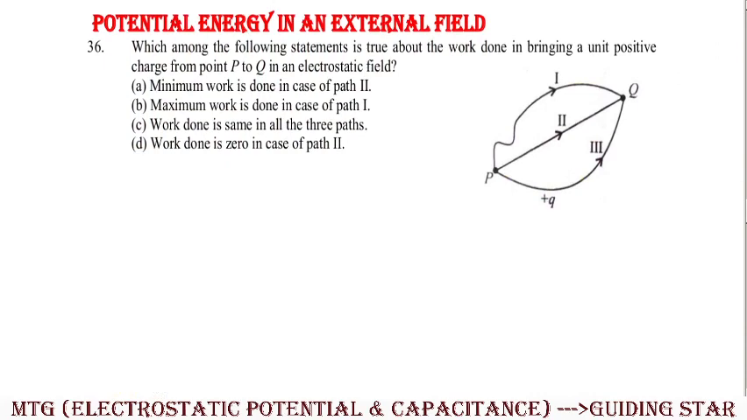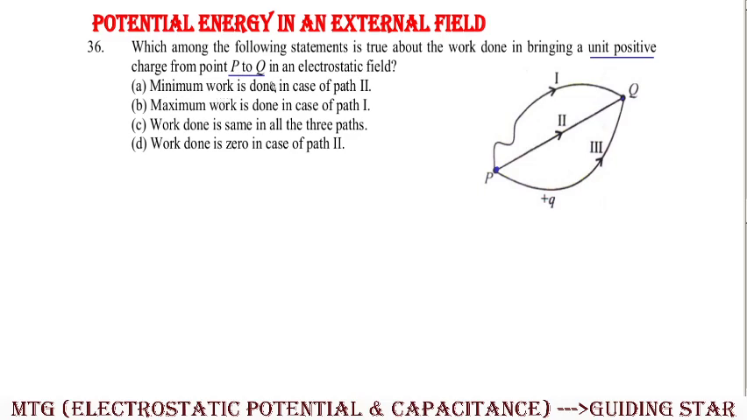Next we'll discuss the MCQ questions of potential energy in an external field. Here in this particular case, which among the following statements is true about the work done in bringing a unit positive charge from point P to Q? P is over here and Q is over here in an electrostatic field. That means these two points are present in an electrostatic field. So which of the following statements is true?